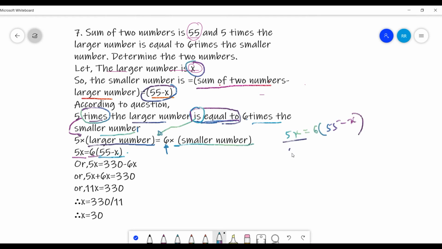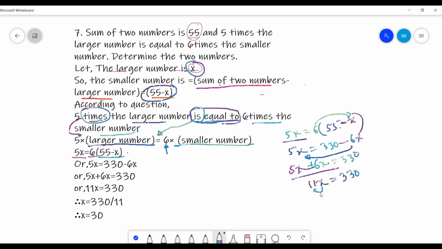Just multiply 6 into 55, that means 330, and 6 into x is 6x. As there is a minus and this one is plus 6, plus into minus is minus. So if I change the position of 6x to the left side, the minus sign will convert into a plus sign, so that will be 5x plus 6x equal to 330. If we add 5x plus 6x, that is 11x equal to 330.